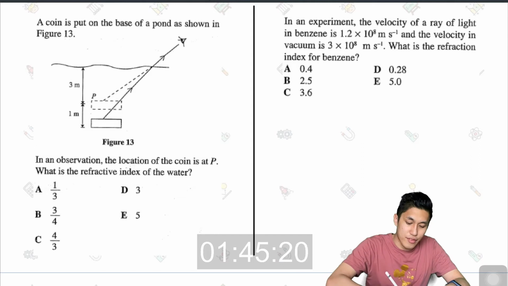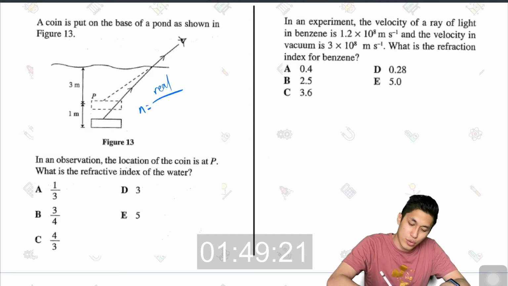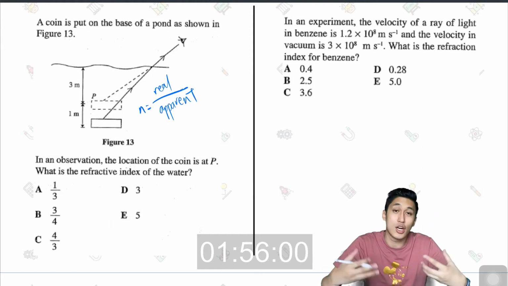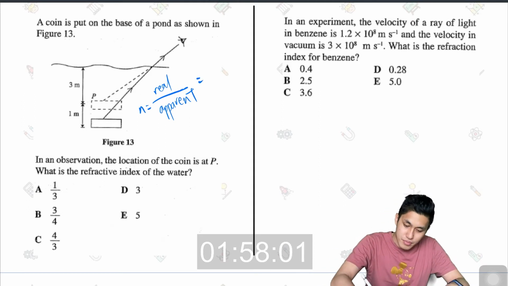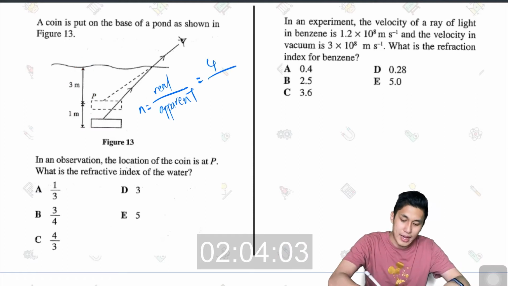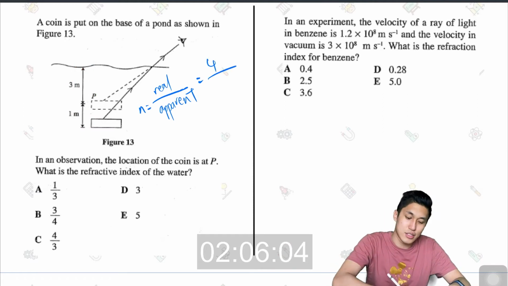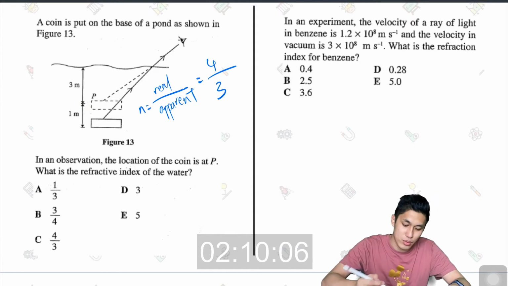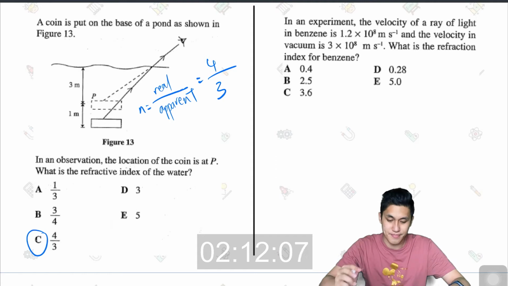So we have a formula for refractive index here, which is the real depth. N is equal to the real depth over the apparent depth. Okay, N is the refractive index, and apparent means what does it look like. So the real depth of the coin is 4 meters deep, and it looks like it is only 3 meters deep. So the apparent is 3 meters. So the N here would be 4 over 3.